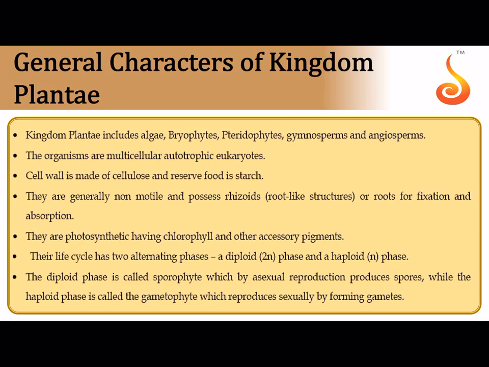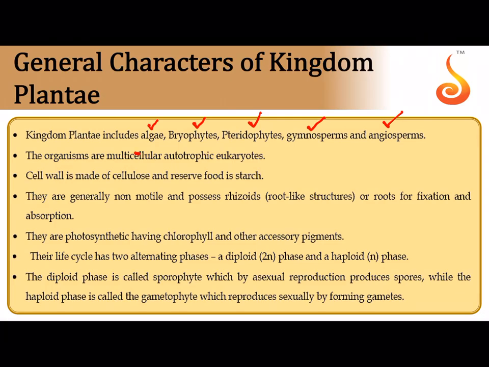Now what are some of the general characteristics of kingdom Plantae? As you can see, it includes algae, bryophytes, which are called the amphibians of the plant kingdom, the pteridophytes, which are the first vascular land plants, and then the first seeded plants, which are the gymnosperms, and lastly the most advanced seeded, fruit bearing and flower bearing plants, which are referred to as the angiosperms. Basically, all plants are multicellular.